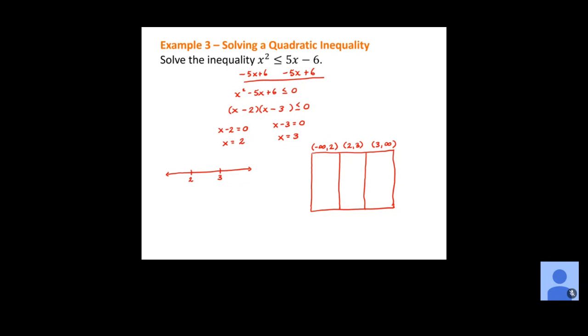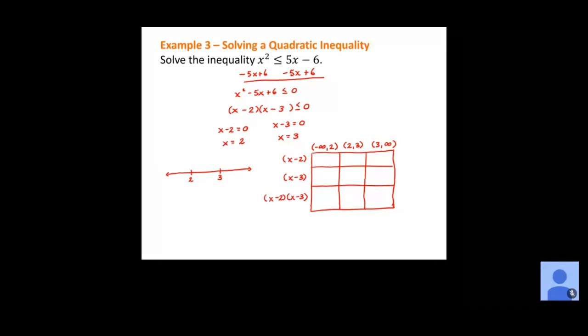Now I'm going to list my factors down the side of my table. Now, I need both factors that I've got there and the product of those factors. So that means I'm going to put x minus 2, then I'm going to put x minus 3, and then my last line here is going to be the overall x minus 2 times x minus 3. So you're always going to have one more line than you have factors, right? Because the last line is always going to be the combination of all of your factors.